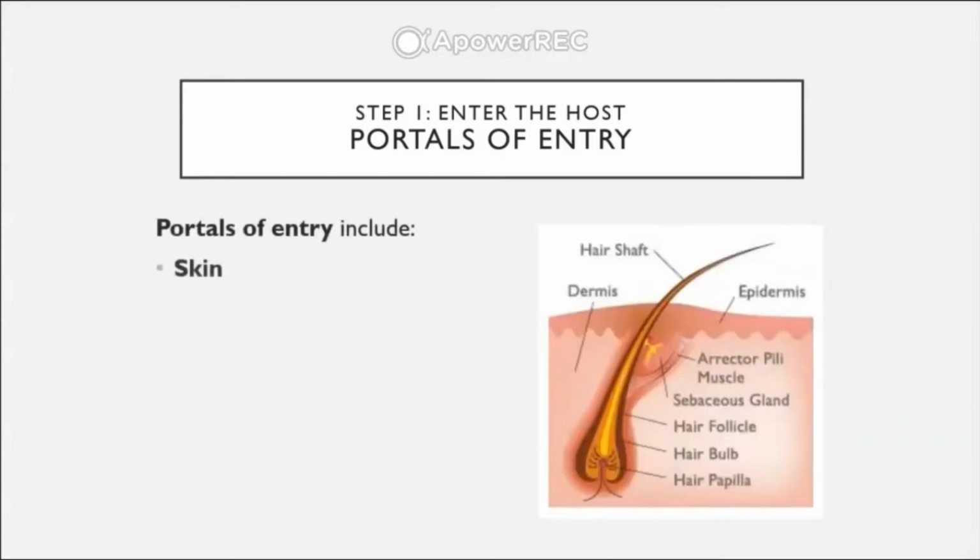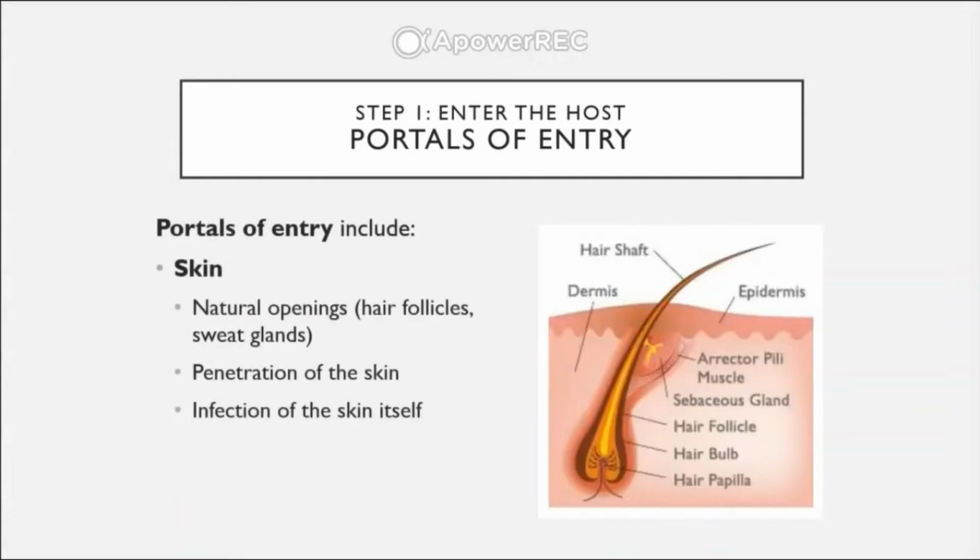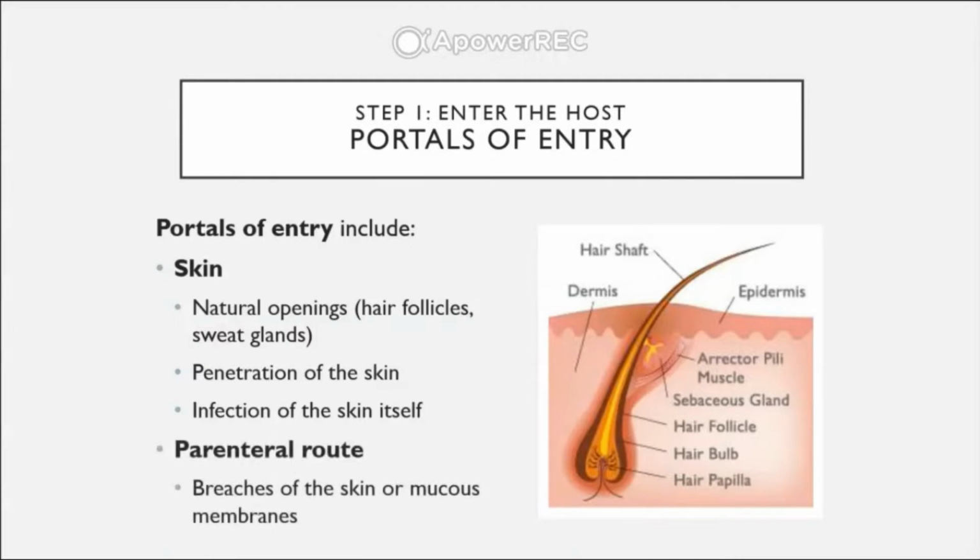Next is the skin. The skin has natural openings, which have hair follicles that have sweat glands and sebaceous glands. And you can have a portal of entry by penetration of the skin itself, or you can have it through the parenteral route. And we're going to go by what the textbook defines this as, not what other definitions you might find on the internet. So make sure you're watching these lectures to get specific definitions that we have for this class.